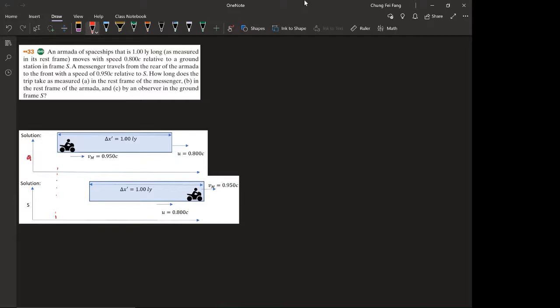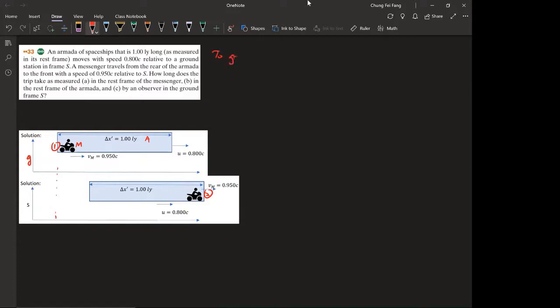In this question, we have three observers. First is the ground station, and the second is the Amanda spaceship. And the third is the messenger moving in the Amanda spaceship. Basically, they want to observe two events. The first event is the messenger at the rear of the Amanda spaceship. And the second event is the messenger reaching the front of the Amanda spaceship. So we can set up three different coordinate systems for these three observers to describe these two events.